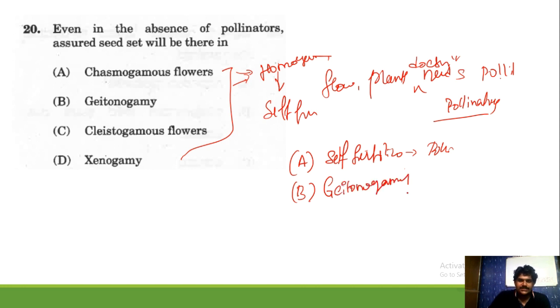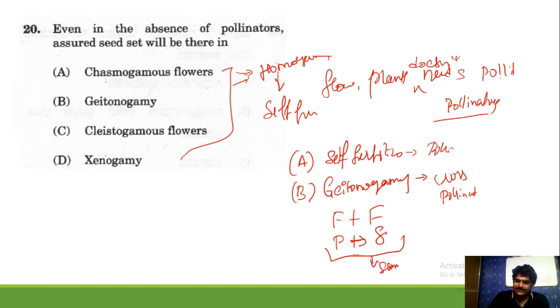geitonogamy. What is geitonogamy? Geitonogamy is a process of cross pollination, where the pollen grain of one flower lands on the stigma of another flower of the same plant. One flower to another flower, the pollen grain falls on the stigma of the same plant. Okay, then coming to the next one, that is C.